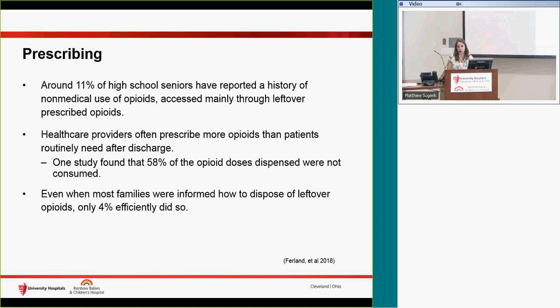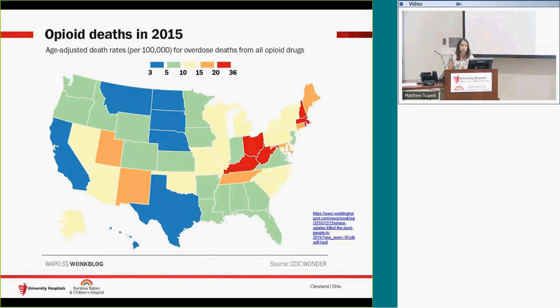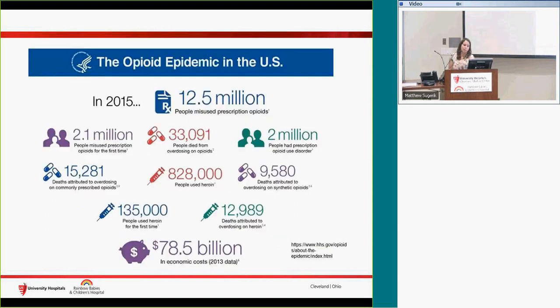And even when families are informed and patients are informed of how to dispose of leftover opioids, only 4% of them actually do it appropriately. And then this is one of the updates, which shows opioid deaths in 2015. This includes fentanyl, prescription opioids, and heroin overdoses. Some states obviously have higher deaths from opioids, and some states have less. If you're going to be taking that into consideration, blue states are a good place to go.